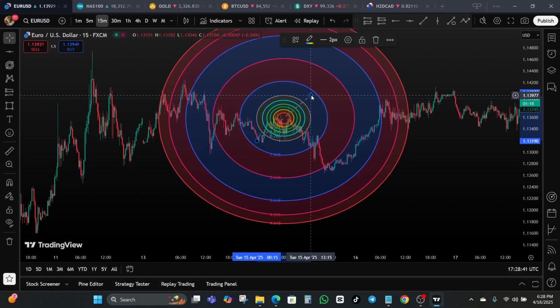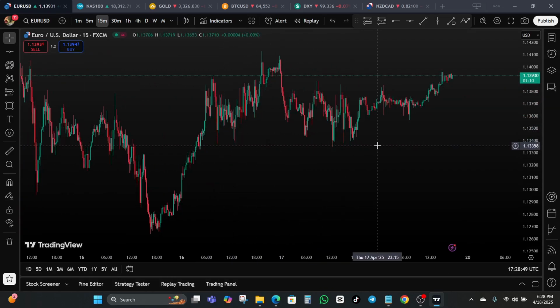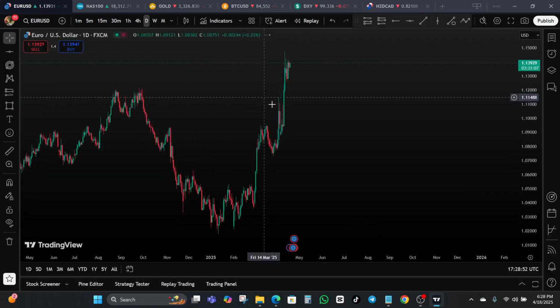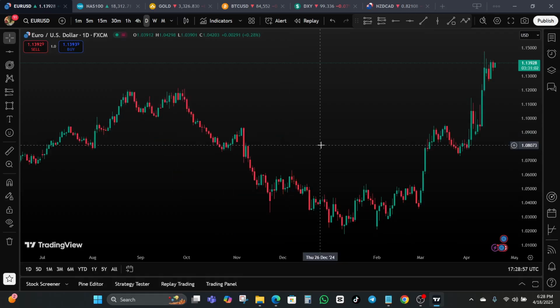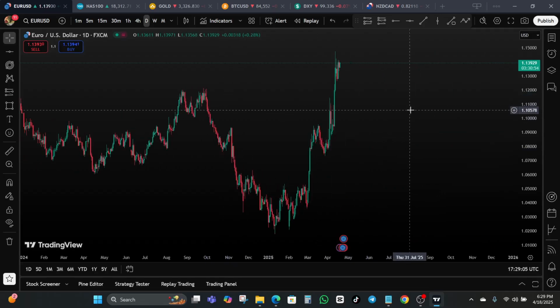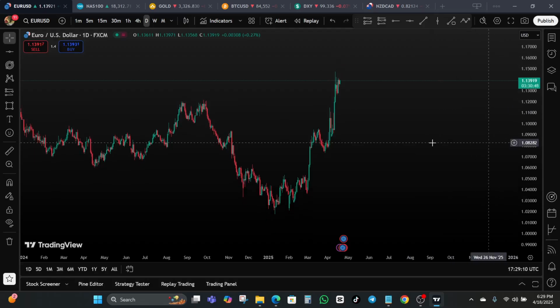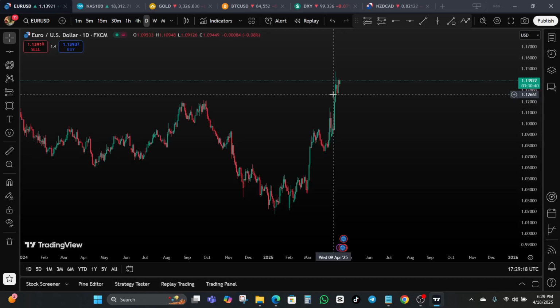So here's how to use them. The first step is to identify a key swing high to swing low, or low to high move. It could be from high to low or from low to high. Then you draw your Fibonacci cycle between those two points.